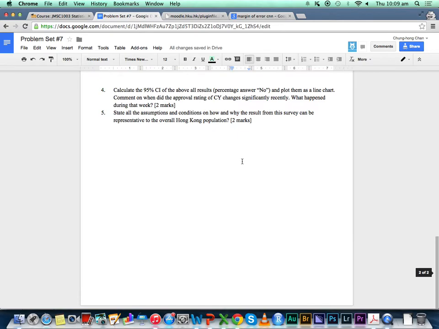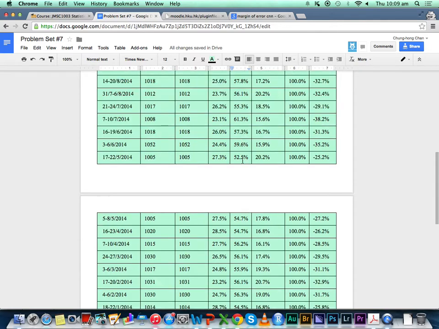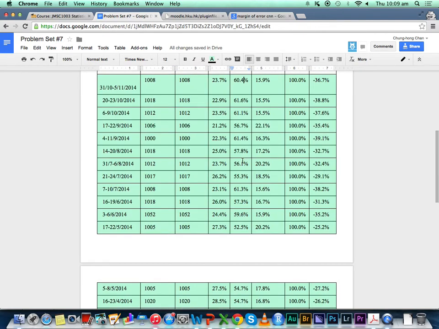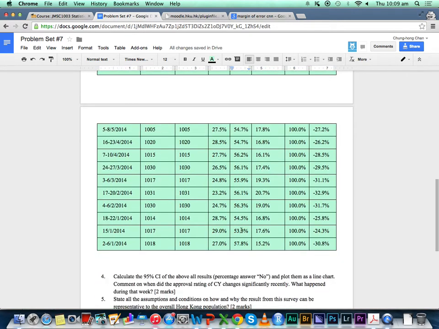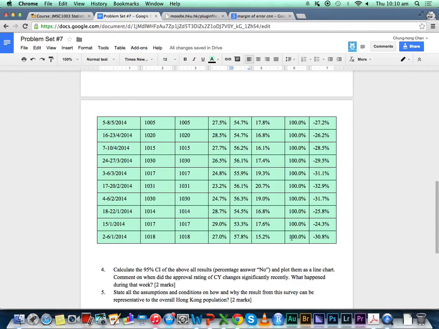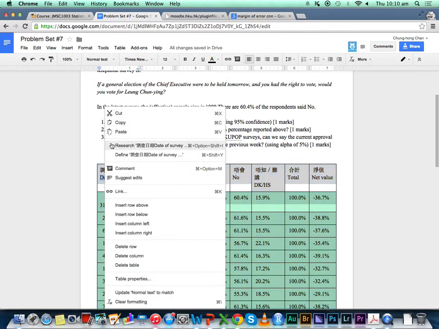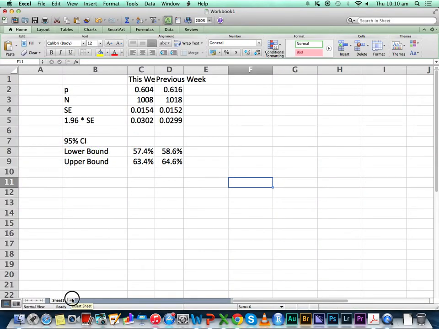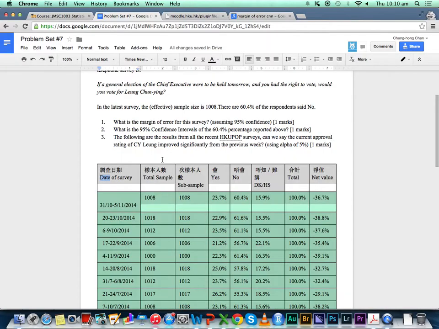And question 4 is a massive one. Question 4 asks you to calculate the 95% confidence intervals for all these surveys. Okay, we can do that. But the first step is to copy all this data into Excel. But I don't know whether I can do that. Let me try.